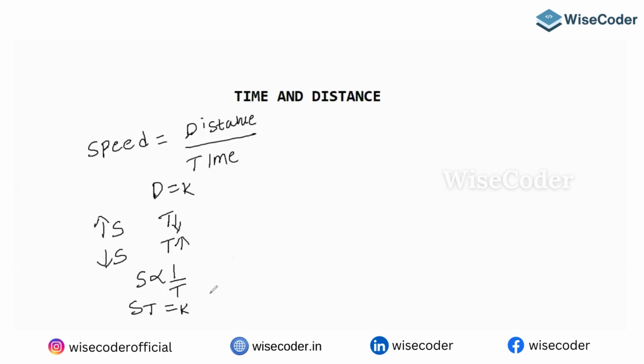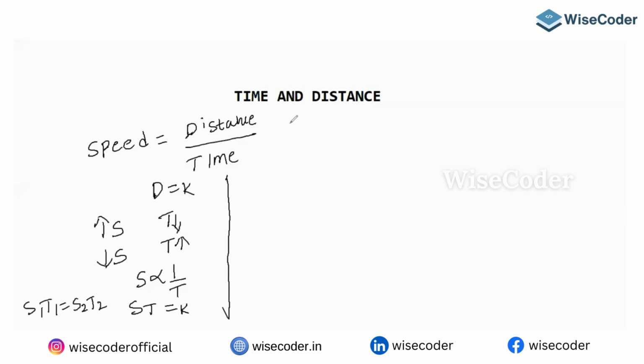So from this you can say S1 T1 is equal to S2 T2. Okay, so this is the first observation which you need to understand. When the distance is constant, if you are going with more speed, you will take less time. If you are going with less speed, you will take more time.